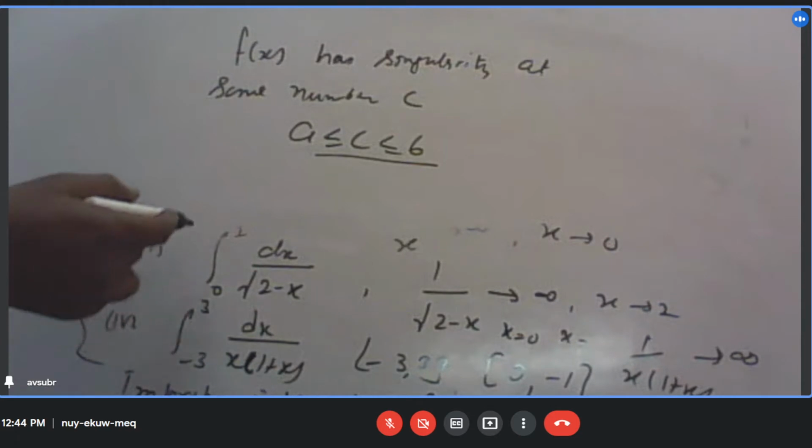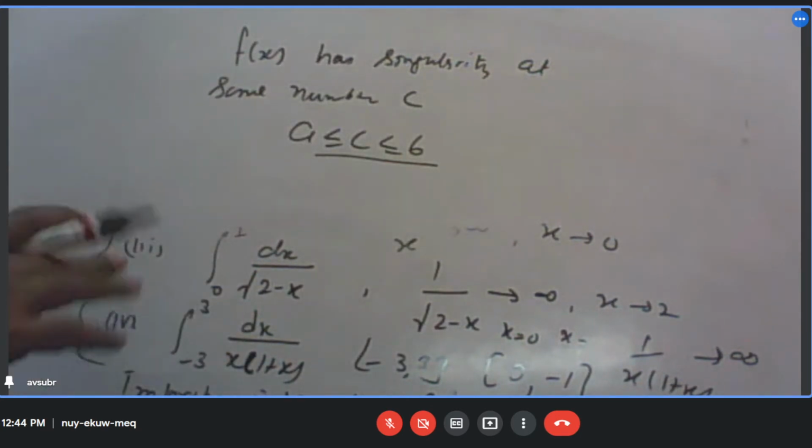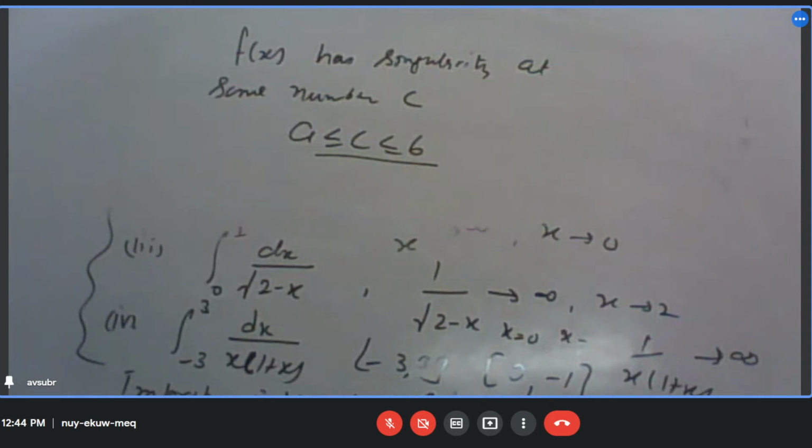As we have seen in examples 2 and 3, the singularity in example 2 was at x equal to a. Is it or not? Yes, sir. And in example number 3, the singularity is at the other extreme, point b. Or it could be within this range somewhere. So such kinds of improper integrals are known as improper integrals of the second type.